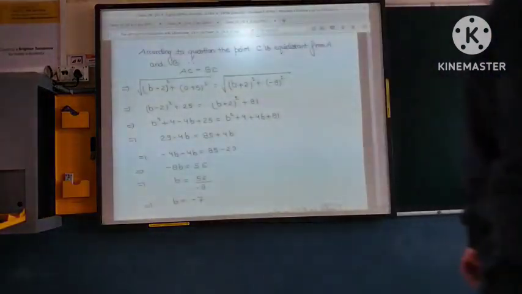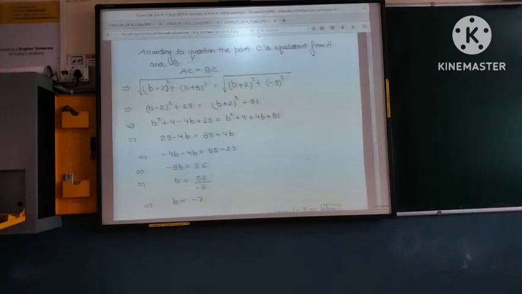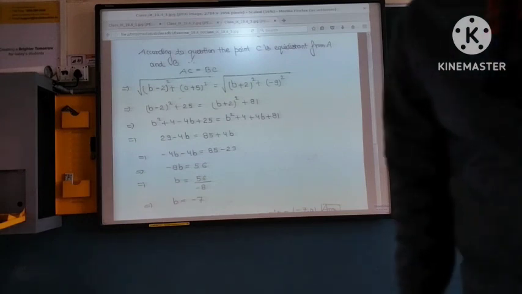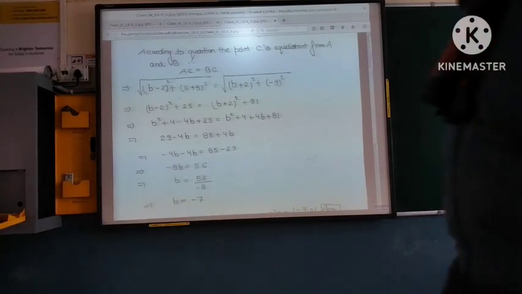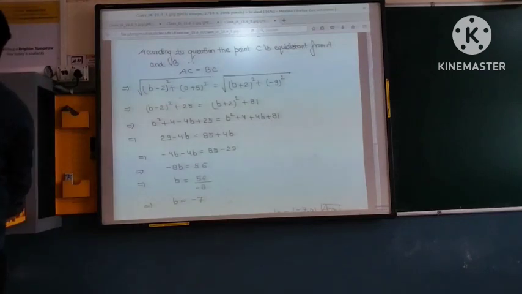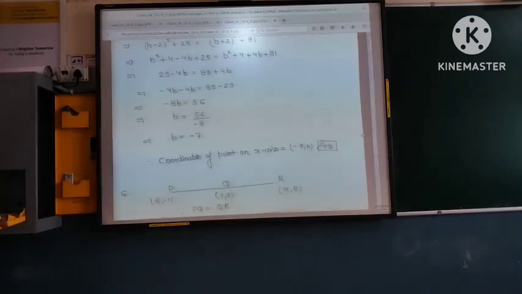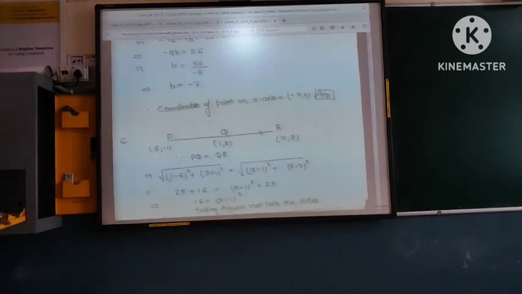Clear? And accordingly you get a linear equation. The squares will be cancelled on both sides. So b square plus 4 minus 4b plus 25 equal to b square plus 4 plus 4b plus 81. The b square on the left and right side both will be cancelled. So what will happen then? You will get 29 minus 4b equal to 85 plus 4b. Accordingly you get the value of b as minus 7.